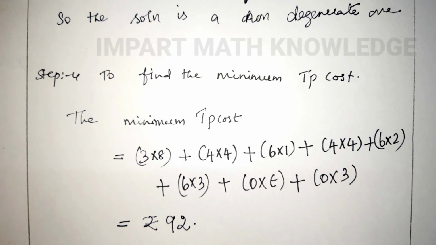If degeneracy occurs, you have to introduce epsilon, and then you can find the minimum transportation cost or maximum profit.